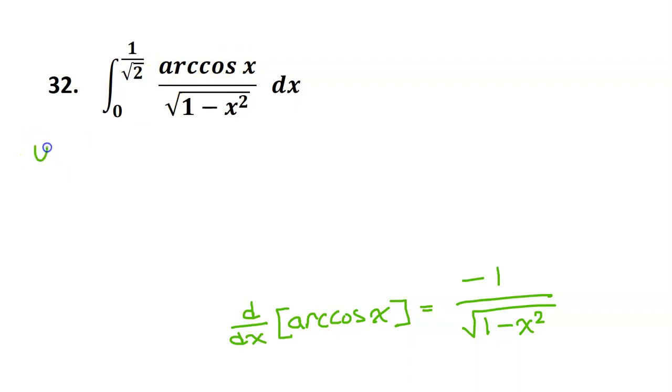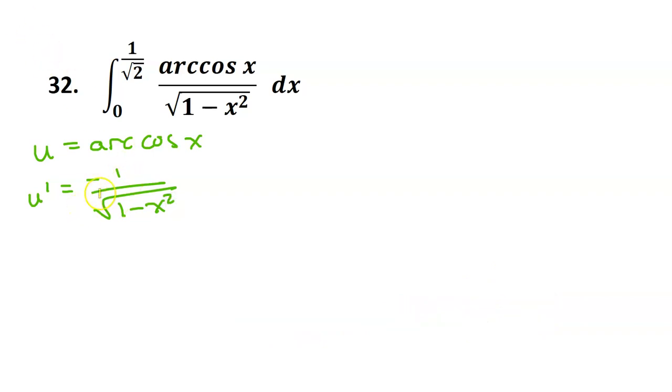So what if we let u equal arc cosine x? Think about what u prime would be. U prime would be this, negative 1 over the square root of 1 minus x squared. When you see the derivative elsewhere in the problem, there's a good chance that you are on the right track with your u substitution. So let's go ahead and do the u substitution.